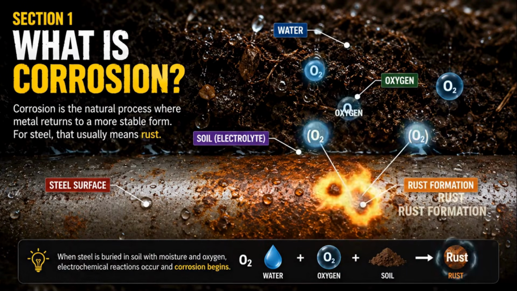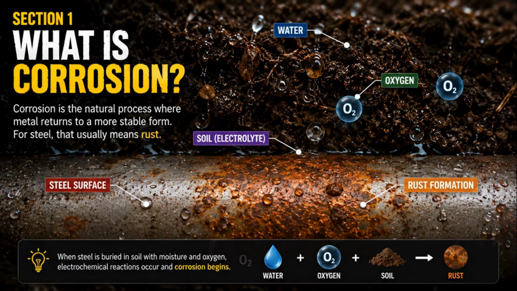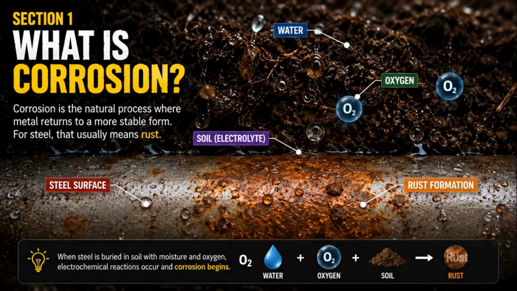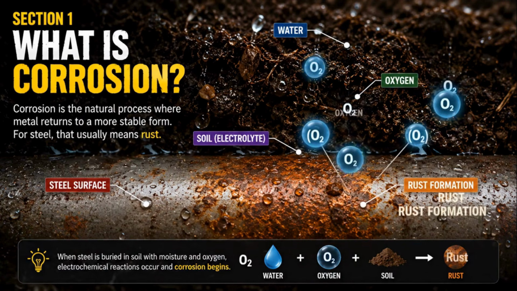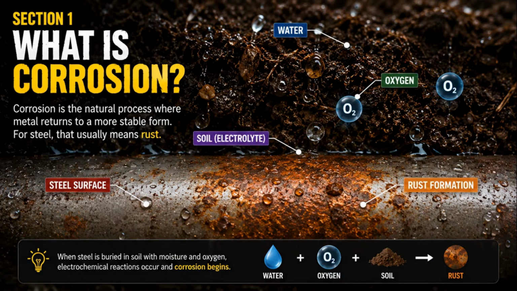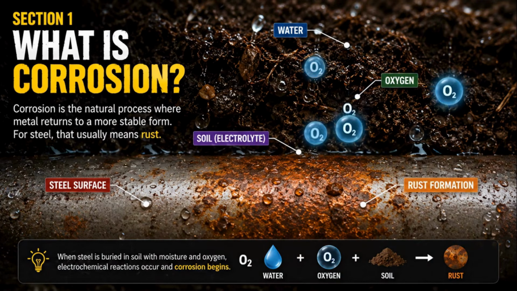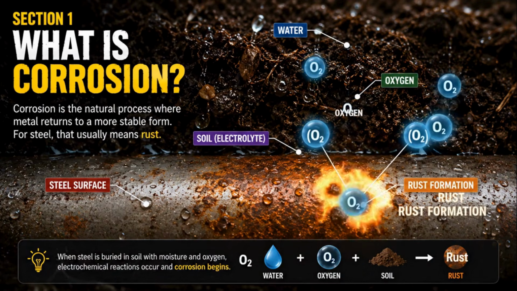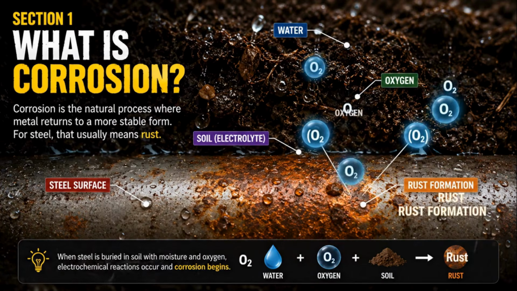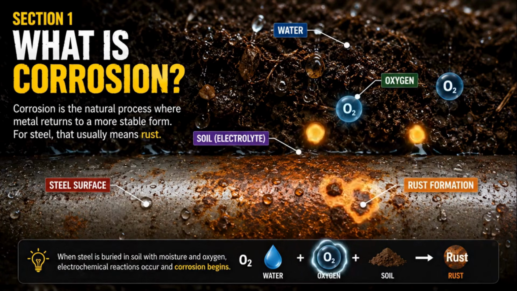Corrosion is the natural process where metal returns to a more stable form. For steel, that usually means rust. Steel is made from iron. During manufacturing, energy is used to turn iron ore into steel. But when steel is placed in soil, seawater, concrete, or moisture, nature tries to reverse that process. The steel wants to go back to an oxidized state. That is corrosion. In simple words, corrosion is metal slowly losing itself to the environment.